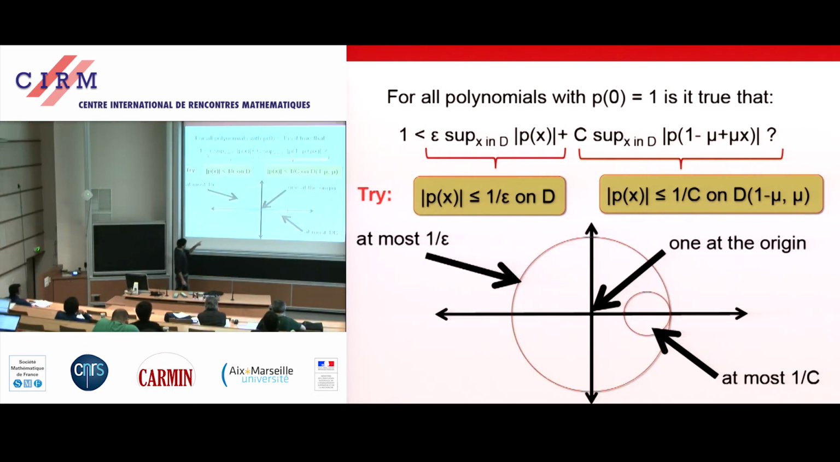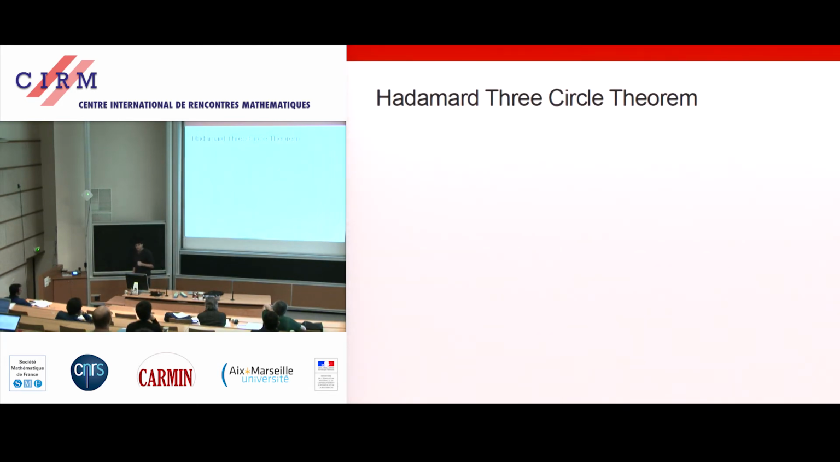But the question is, is there a polynomial that can be 1 at the origin, that can be not too large anywhere inside this larger disk, and is extremely tiny on this much smaller disk? And there is no such polynomial. Let me tell you why.